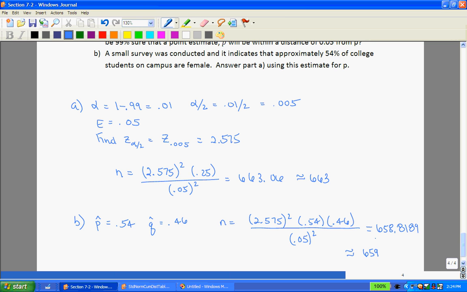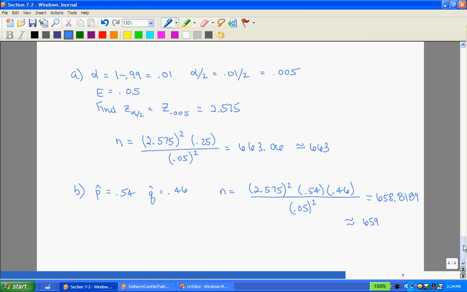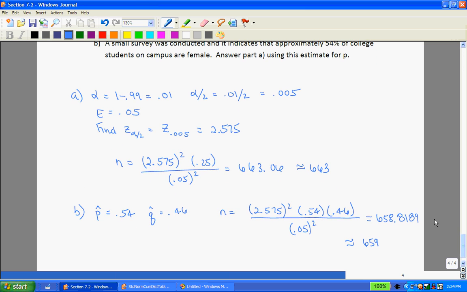659. So when we do know a little bit more information about the proportion, even if we just have an estimate, you'll notice that our sample size could be a little bit smaller. So make sure you notice the difference between these two, whether you are told a point estimate for the true proportion or if you're not. Depending on what information you have, you'll have to choose which formula to use.